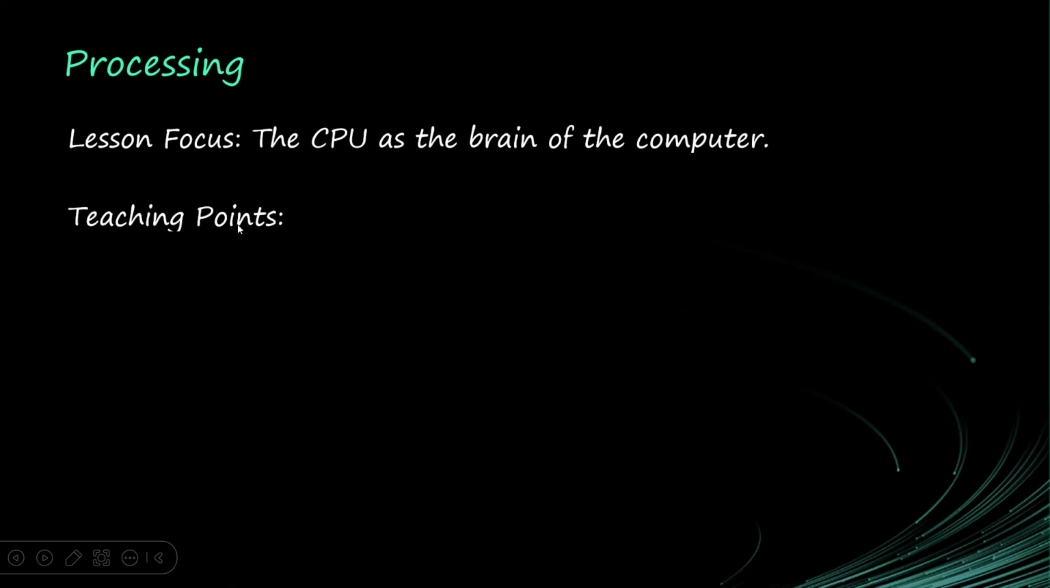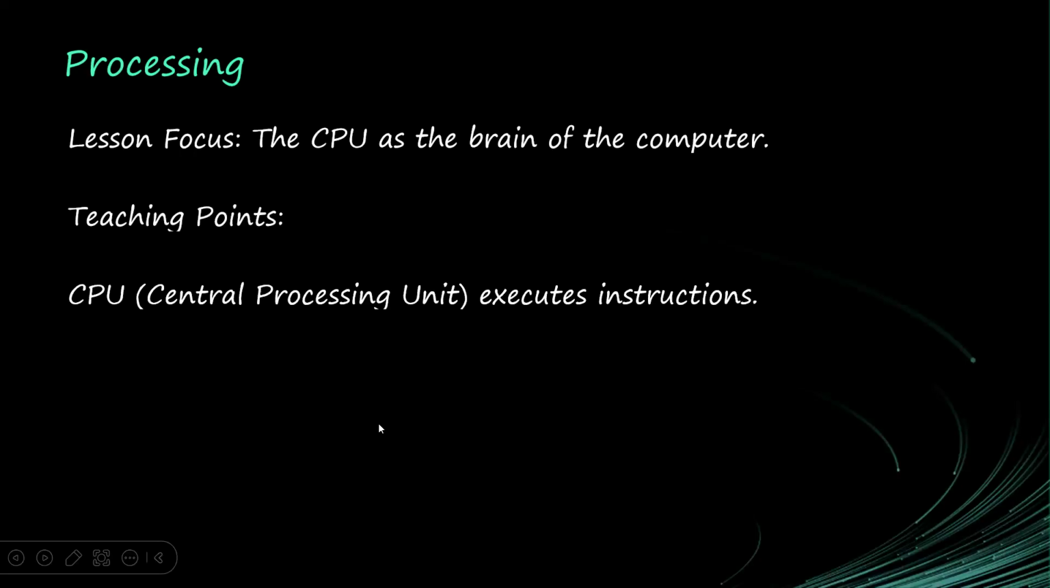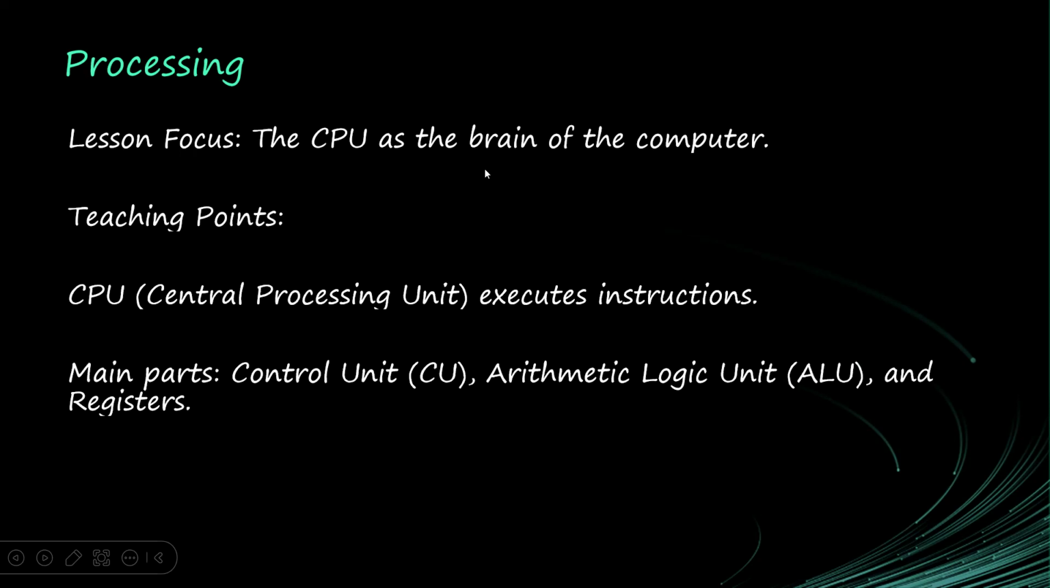So we'll actually focus on the CPU, which is the brain of the computer. That's where all the processing actually happens. So we'll be talking about the CPU that executes the instructions. We'll also be talking about the main parts of the CPU. All right, the CPU has three main parts: the control unit, the arithmetic logic unit, and the registers. So we're talking about them in details too.